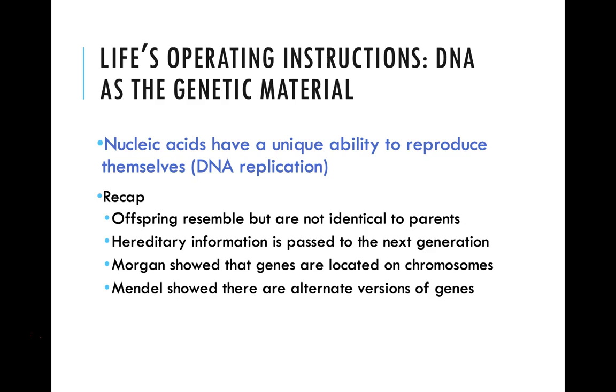And then, of course, Morgan showed that genes were located on chromosomes, and Mendel showed that there were alternate versions of genes. We also now know that the inheritance of those genes and those characteristics follow the movement of chromosomes. So by the early 1900s, most biologists accepted that chromosomes were the heritable material within a cell, and that traits were encoded within those chromosomes.